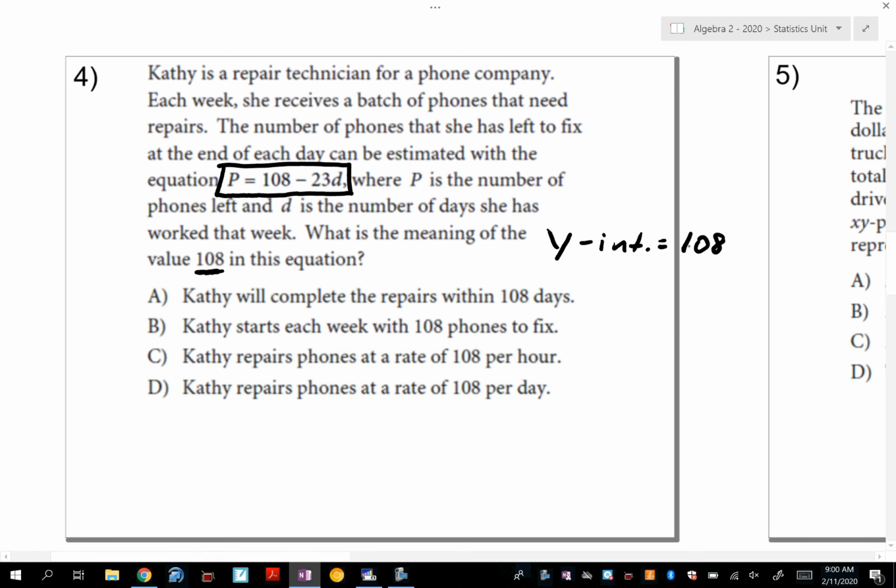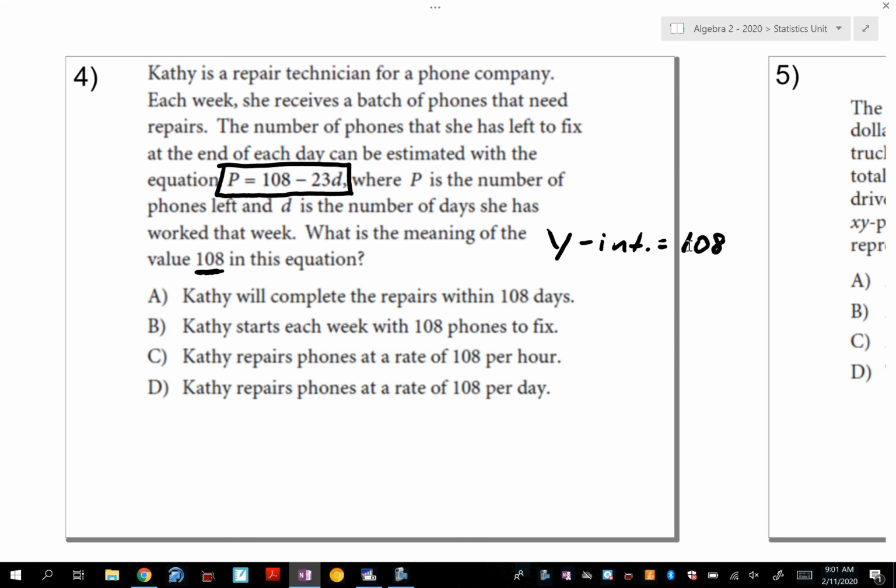So it's asking you to think about the y-intercept here. That means for 0 in the X, in this case, the D is our X. So for 0 days that she has worked this week, so I guess like the beginning of the week, she hasn't worked yet. If she's worked 0 days this week so far, she has 108 phones left to repair. So I'm looking for that answer choice in my answers. She's worked 0 days so far this week. She has 108 phones left to repair, okay?